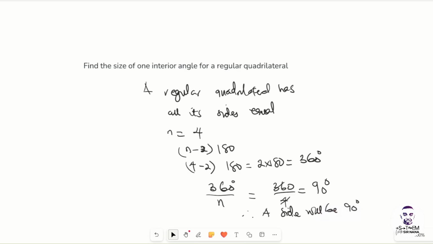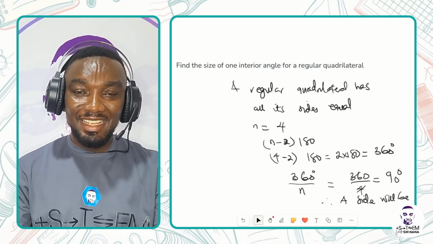So basically, in this lesson, we have considered some examples of how we can find marked letters when we have the sum of interior angles.